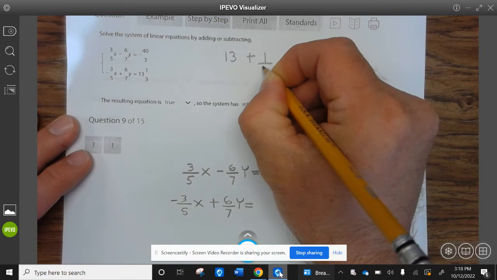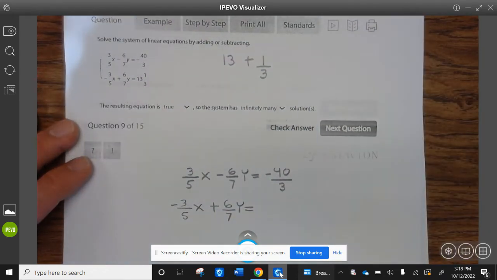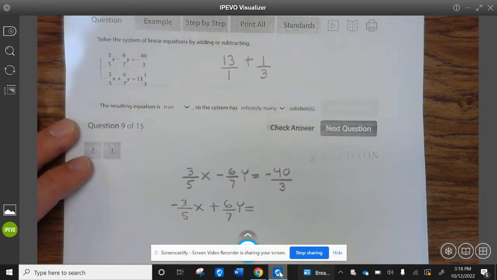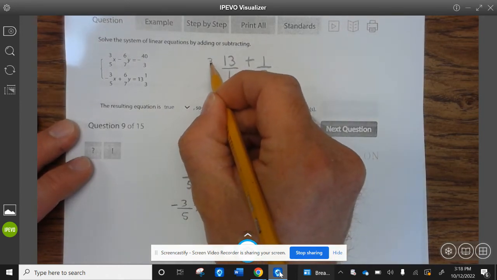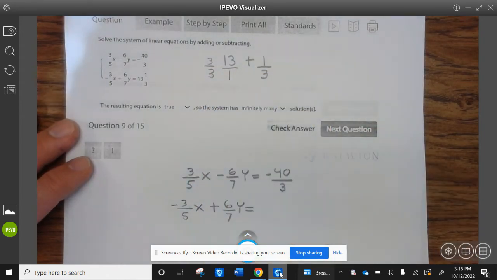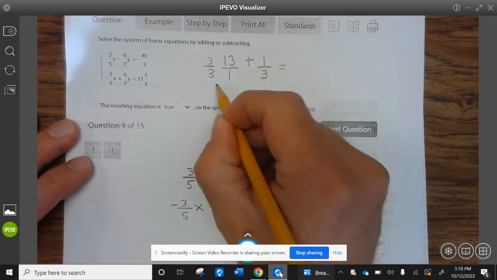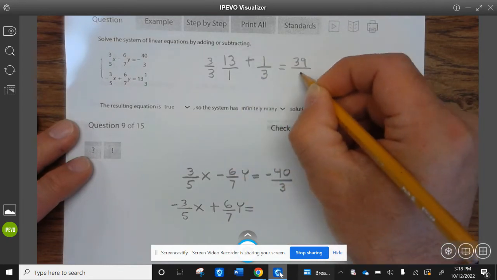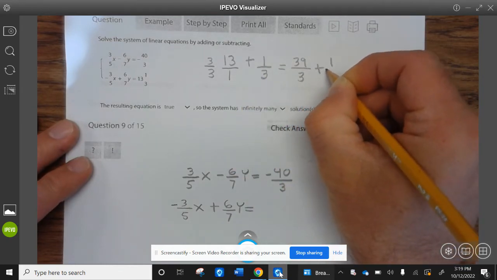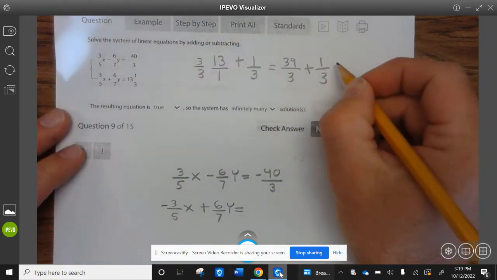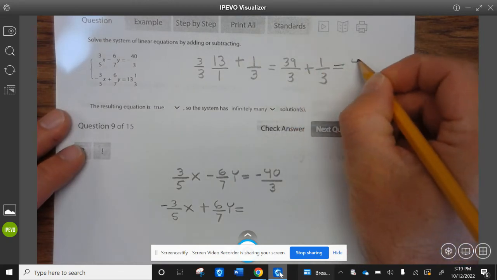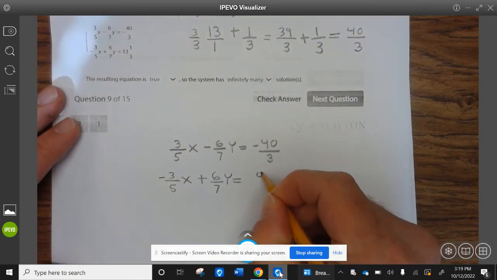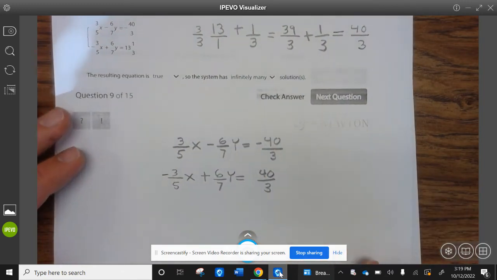plus 1/3. Now, in order to add these, we need to have the same denominator. So we need to multiply this by 3 divided by 3. So this can be written as 3 times 13 is 39 divided by 3 times 1 is 3 plus 1/3, which equals 39 plus 1 is 40 divided by 3. So this is 40 divided by 3.